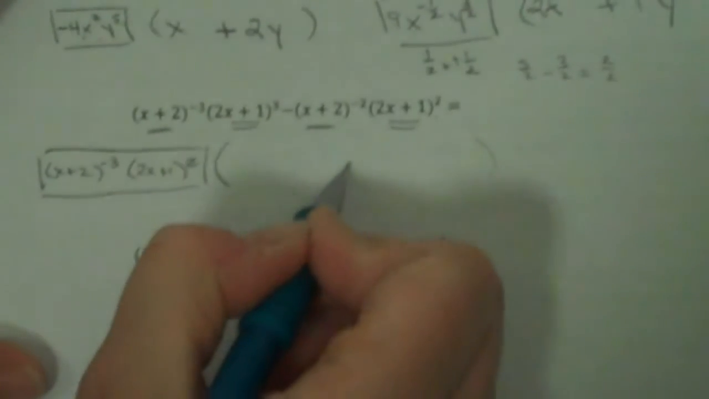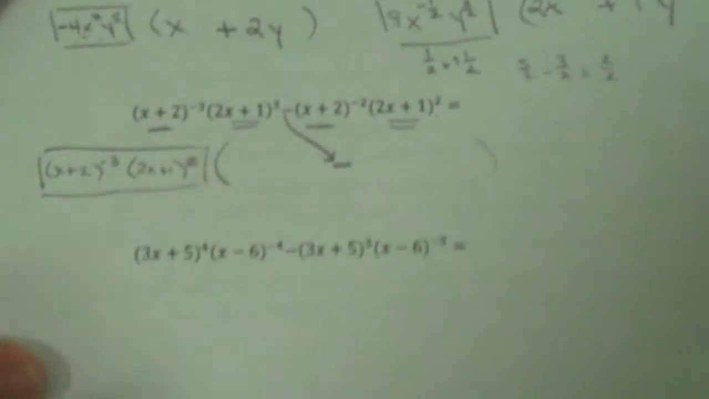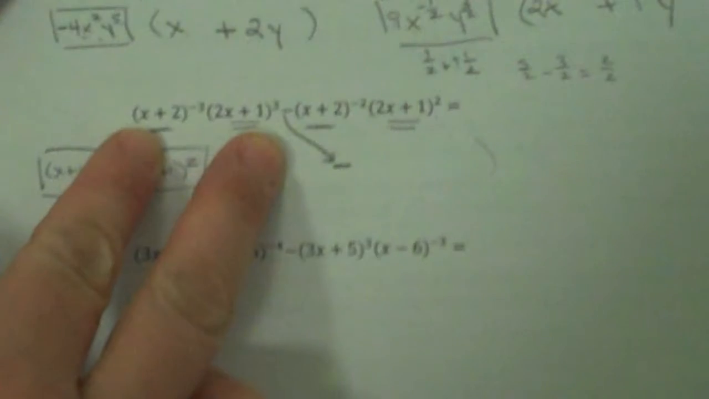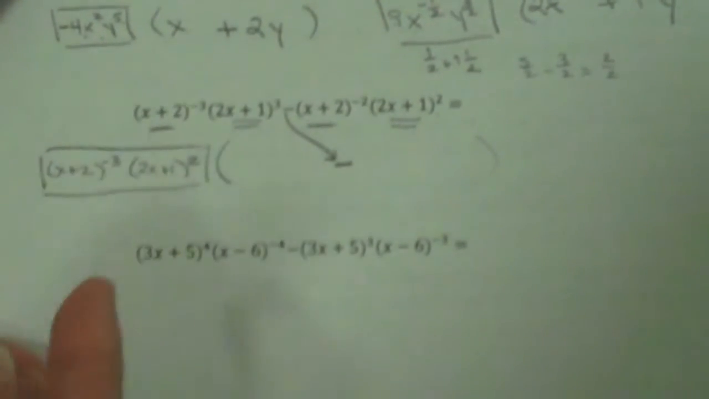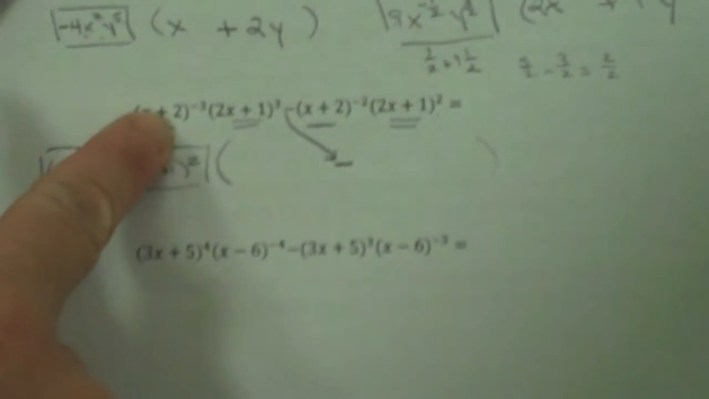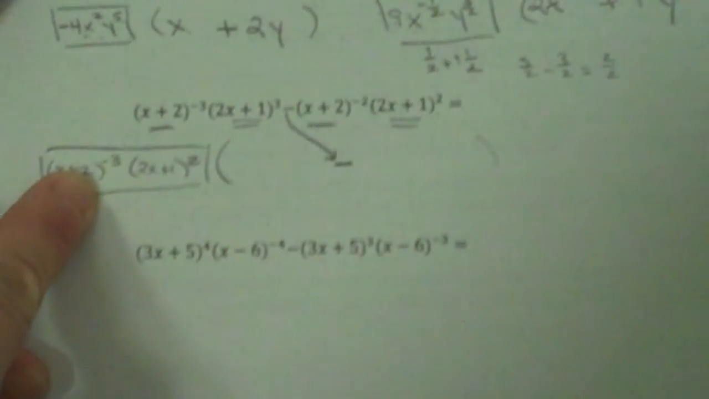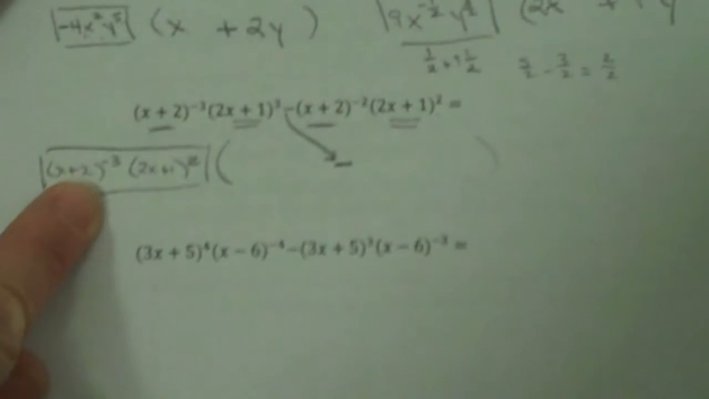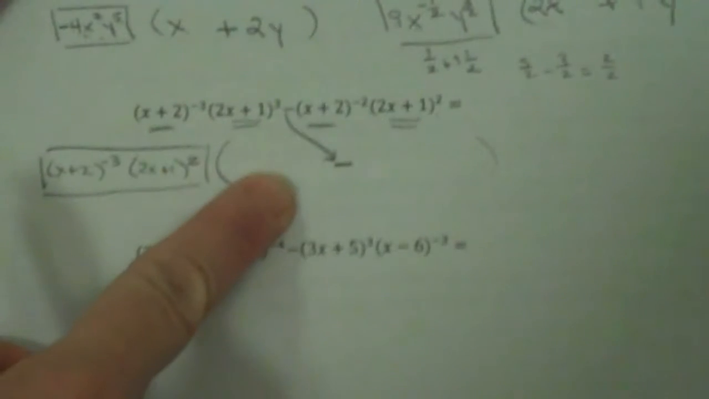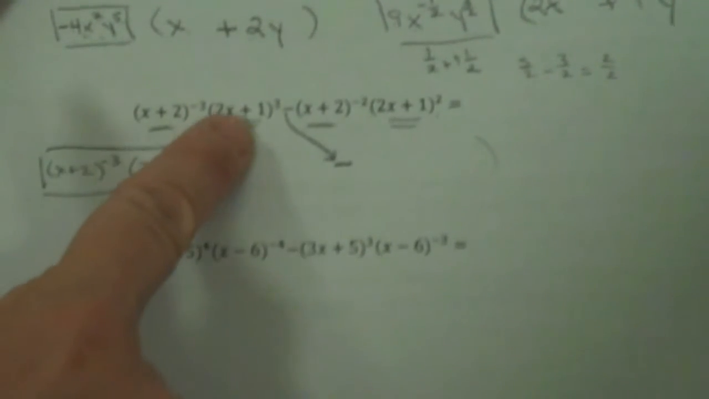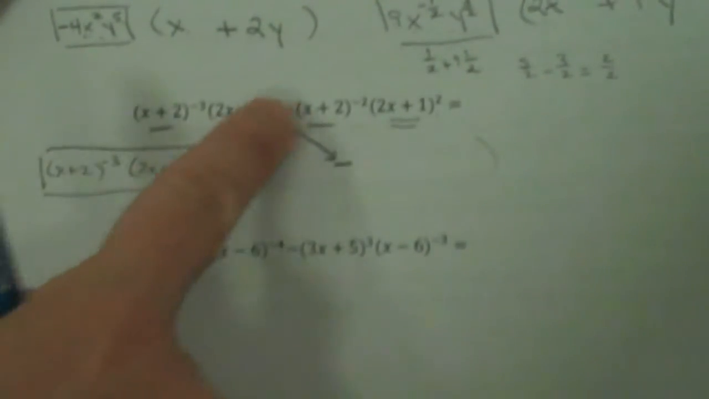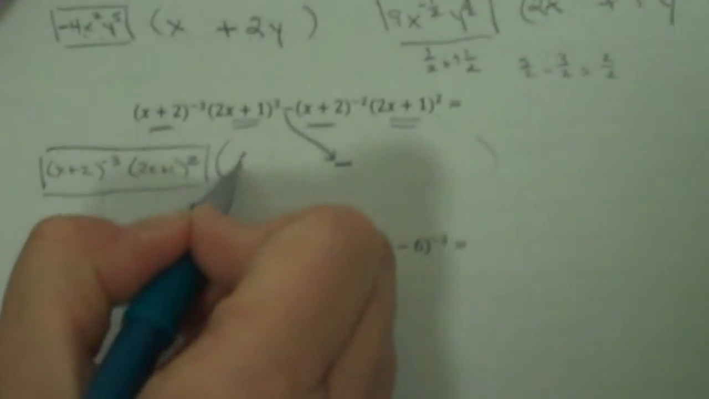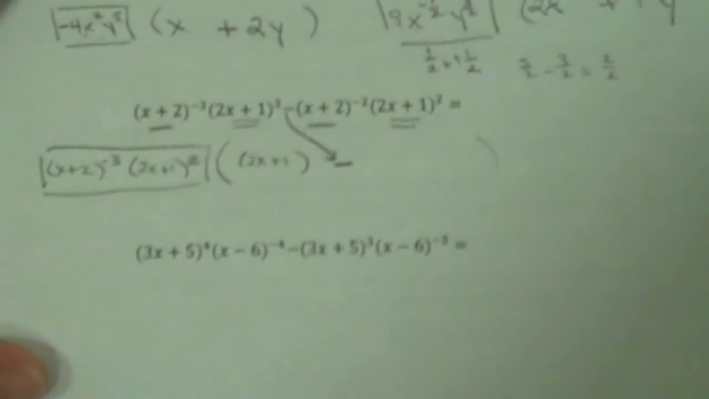Now we're going to move inside, and we have subtraction. So we're going to look on the left of the subtraction and compare and divide. x plus 2 to the negative 3 divided by x plus 2 to the negative 3. And that means there are none of these factors left, because negative 3 minus negative 3 is 0. So right here, I'm not going to have any x plus 2 factors. But when I look at the other one, 2x plus 1, and I subtract 3 minus 2, I'm going to have a 2x plus 1 left.